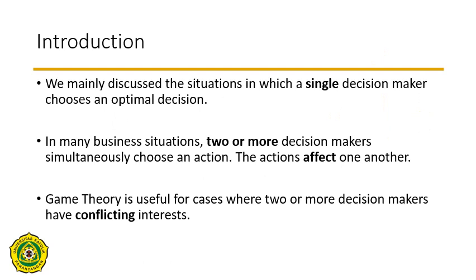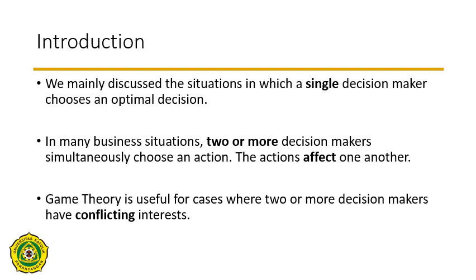In the operations research course in general, we mainly discuss the situations in which we only have a single decision maker, and that decision maker needs to choose an optimal decision, right? Like in linear programming, nonlinear programming, you would like to minimize or maximize something with a set of constraints. However, in reality, especially in many business situations, usually there are two or more decision makers. They are all simultaneously choosing an action. And the action of one person affects the other, of course, right?